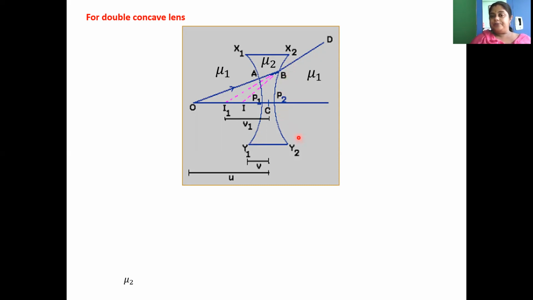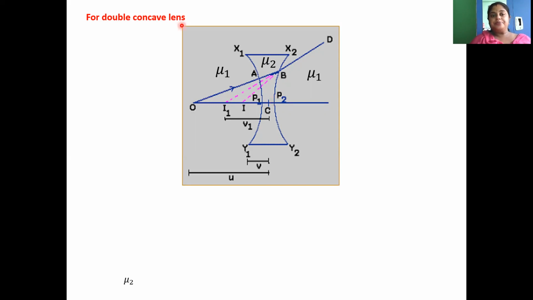After that, we'll consider the second surface only, and in this case, we'll ignore the first surface. So for the two surfaces, we'll get two refraction formulas. After that, we can add these refraction formulas and get the required lens maker formula. The lens maker formula is the same for both convex and concave lenses.